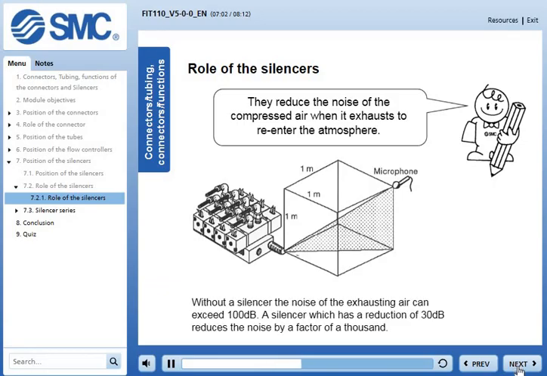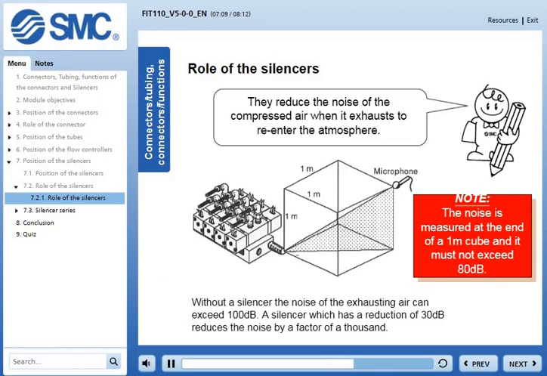A silencer which has a reduction of 30 decibels reduces the noise by a factor of 1,000. The noise produced by the exhausting air is measured at the end of a 1 meter cube, and this level must not exceed 80 decibels.